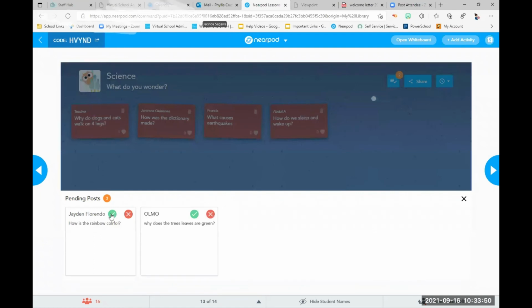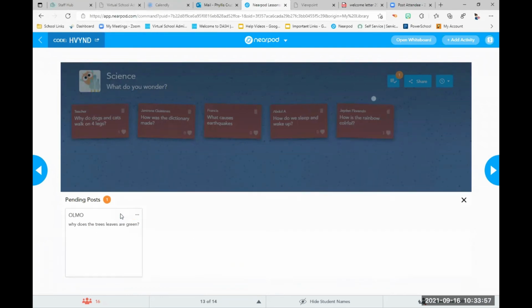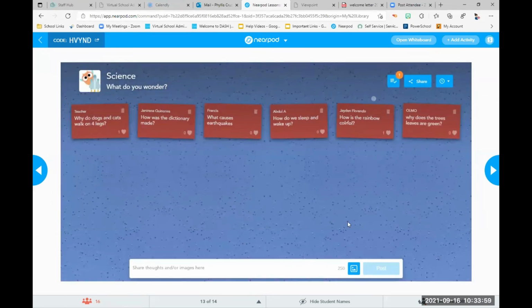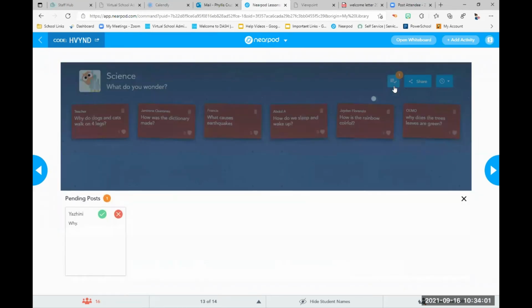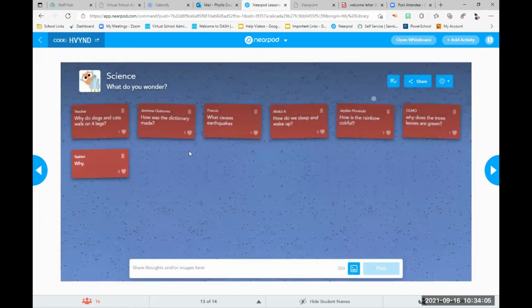Jaden says, how is the rainbow colorful? Oh, what a great question. Almo says, why are the tree leaves green? Wow, there's so many good reasons for all of these. Yalini just says, why? Why? I don't know why.